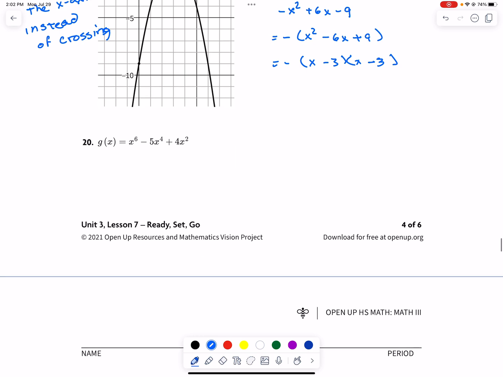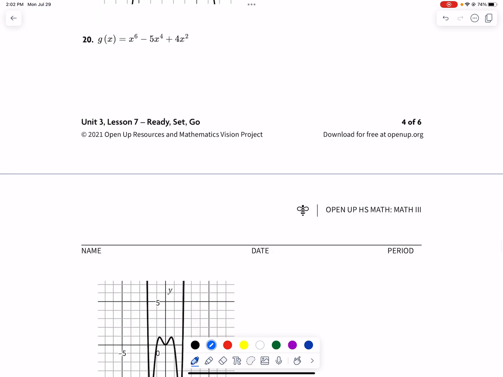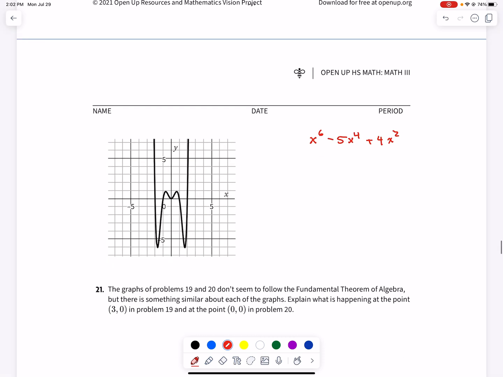All right. Next one, let me write that down. X to the 6th minus 5x to the 4th plus 4x squared. It should have 6 roots. 1, 2, 3, 4, 5. Where's the 6th one? Oh, it's a double root at 0. Okay, so how can I tell it's a double root? Because it bounced.